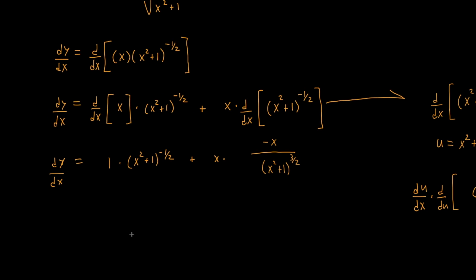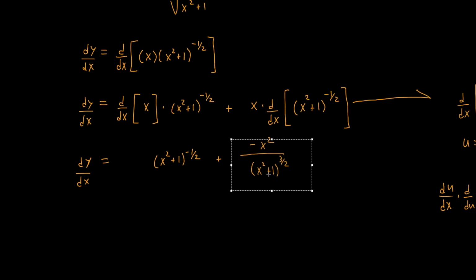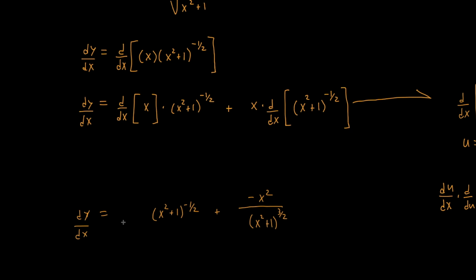So 1 times (x squared plus 1) to the negative 1/2 is just equal to (x squared plus 1) to the negative 1/2, because the 1 coefficient doesn't change anything. x times negative x is going to equal negative x squared. We can bring these together closer, and let's bring it down a bit while we consider if there's anything else we want to do here.